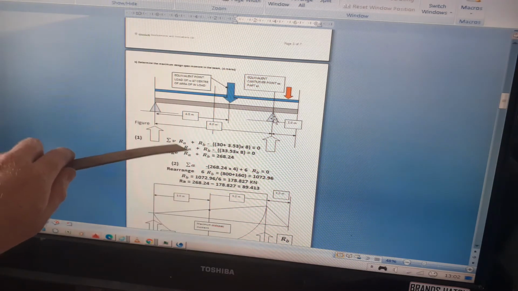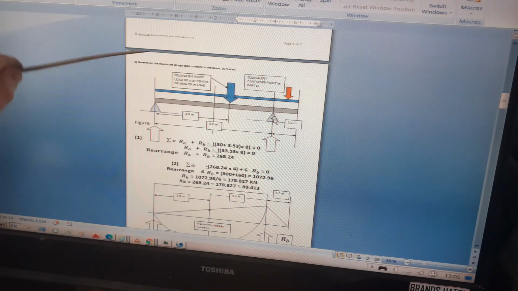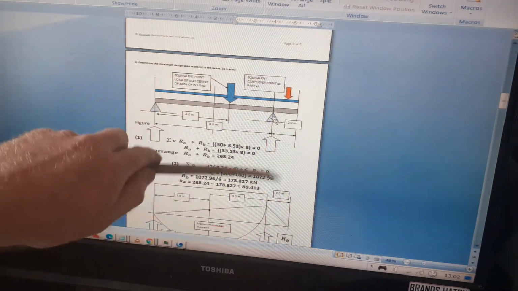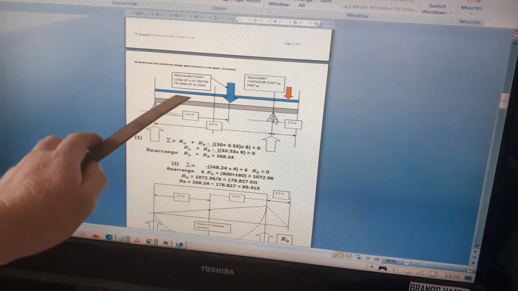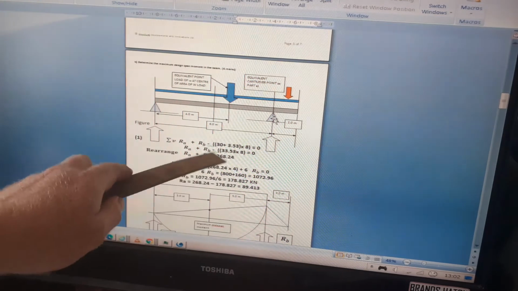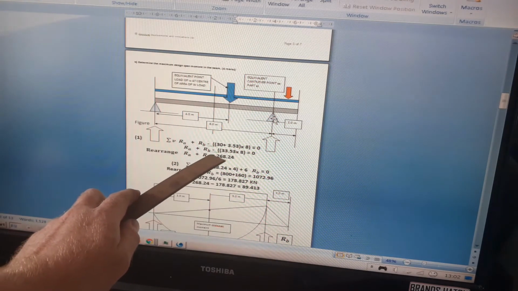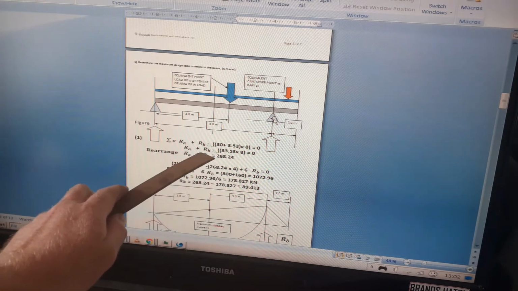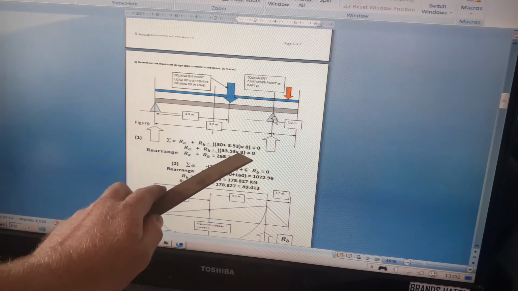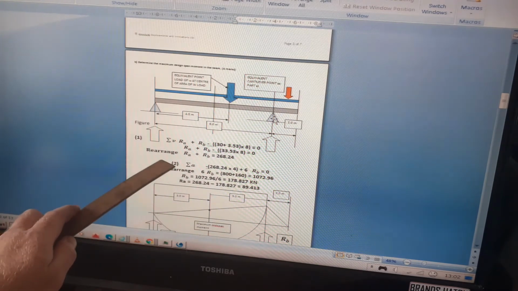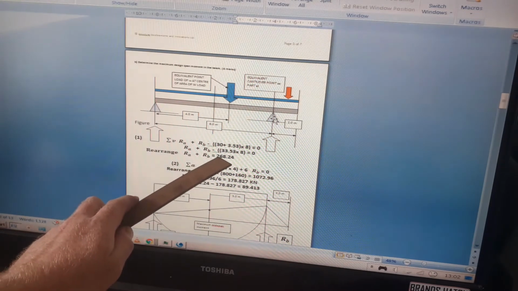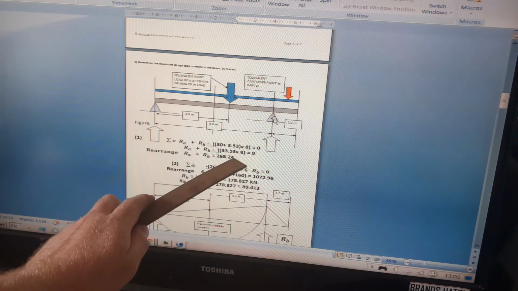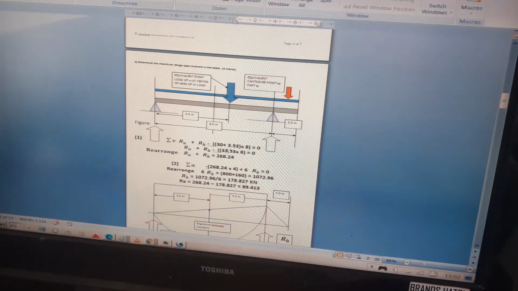So the total RA, that's the reaction at A, plus the reaction at B, are both acting perpendicular to the beam in the y-axis. That must equal the total load acting downwards. So RA plus RB minus 33.53 times 8 equals 0. If we rearrange that, we get RA plus RB equals 268.24 kilonewtons. I just write that in.